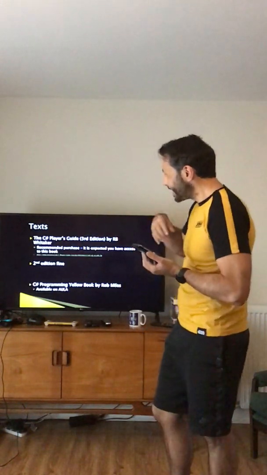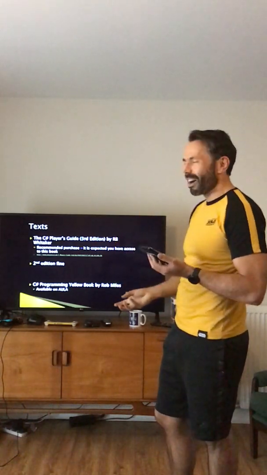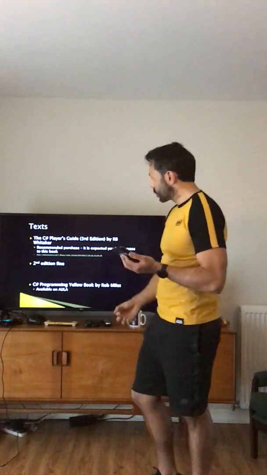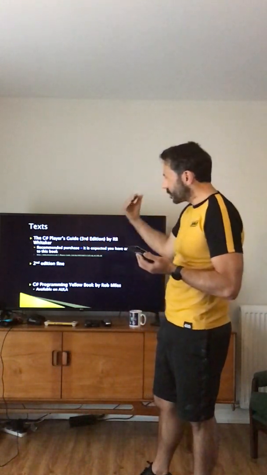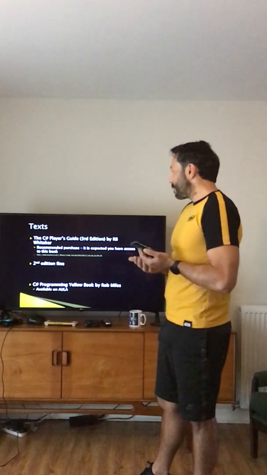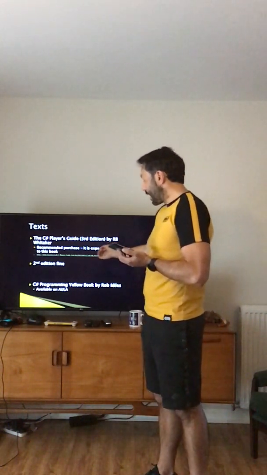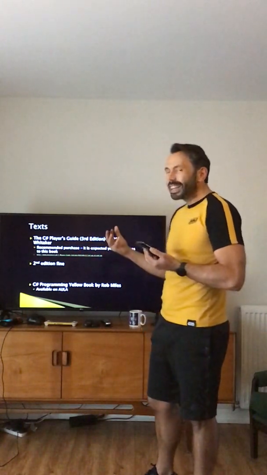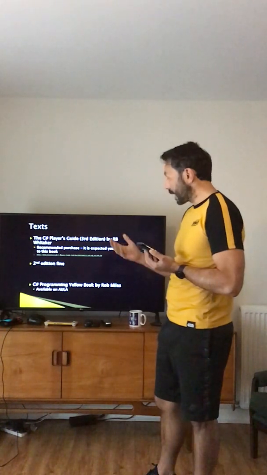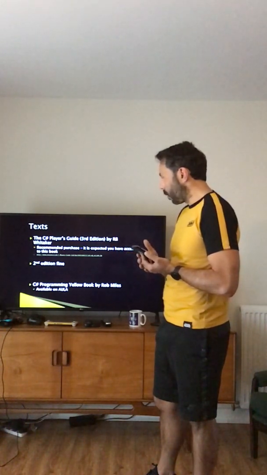Okay, texts. Always nice to have one programming book, I think, associated with a module. So C# Player's Guide, 3rd edition by R.B. Whittaker. You don't necessarily have to purchase this book, but you can get it from that sort of Amazon link. The 2nd edition is fine as well. There's a C# Programming Yellow Book by Rob Mills. I can make that available on Aula.